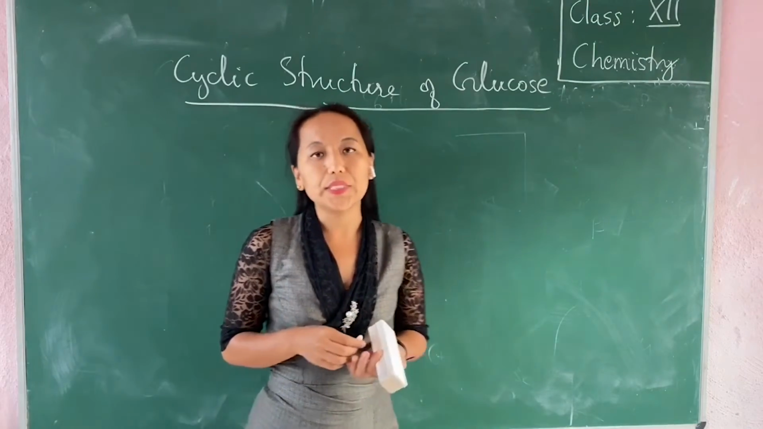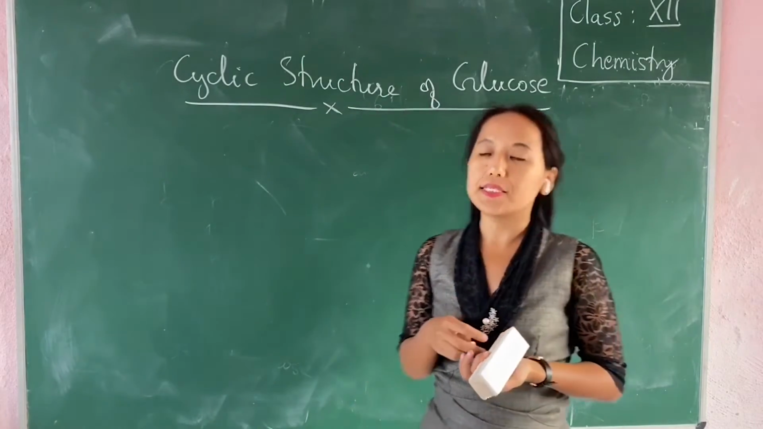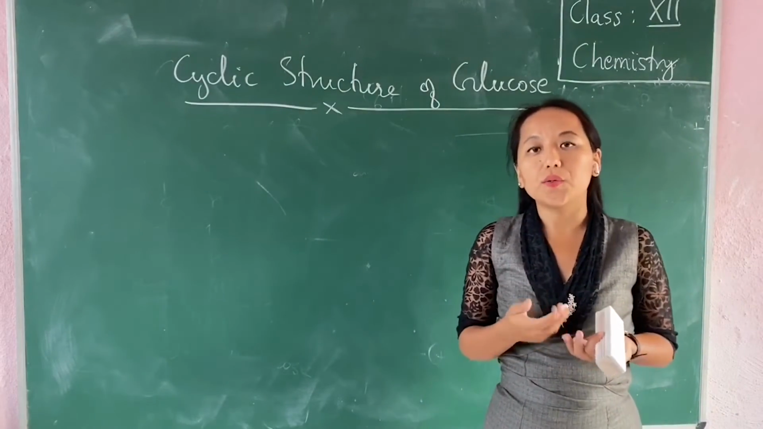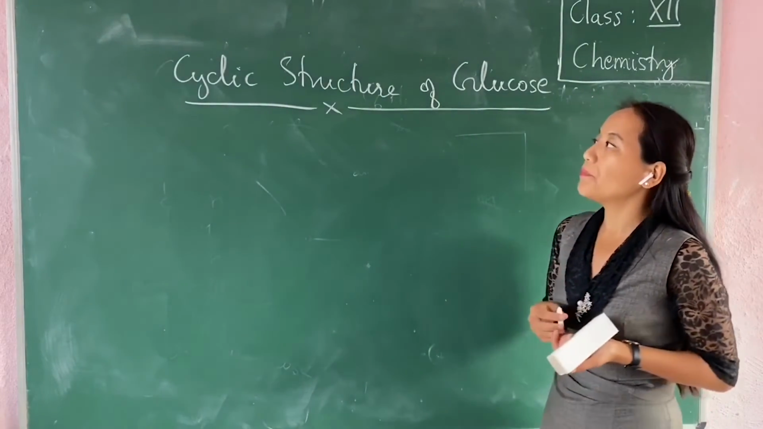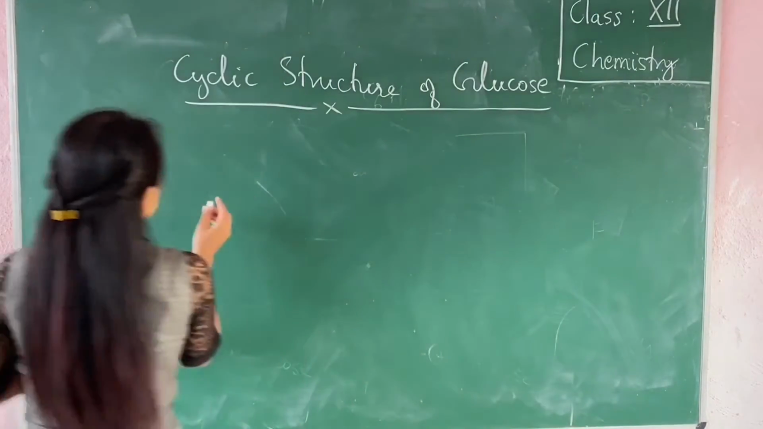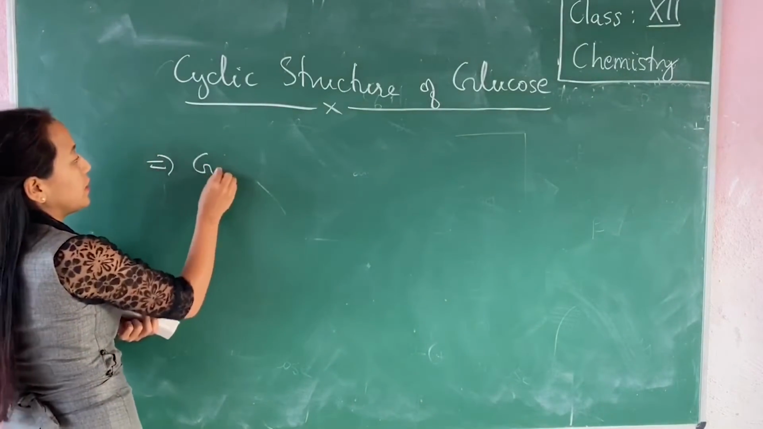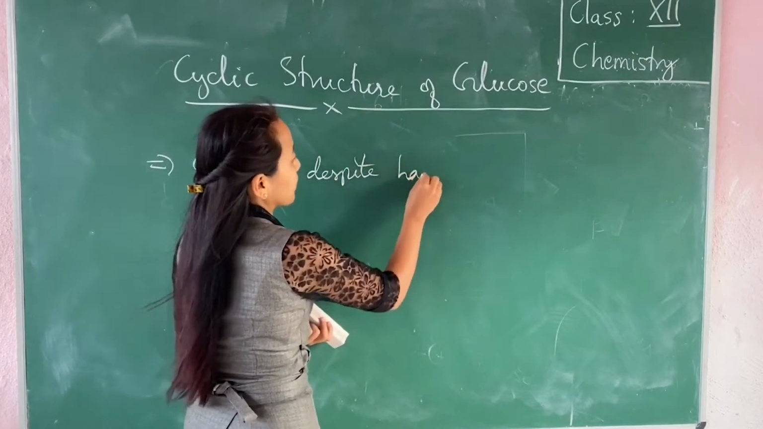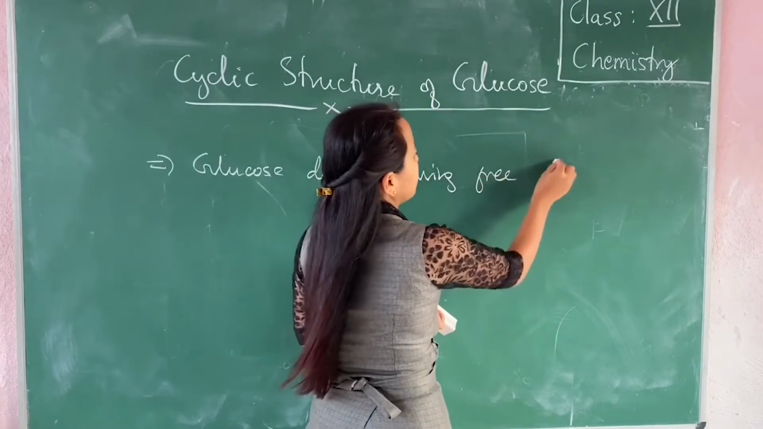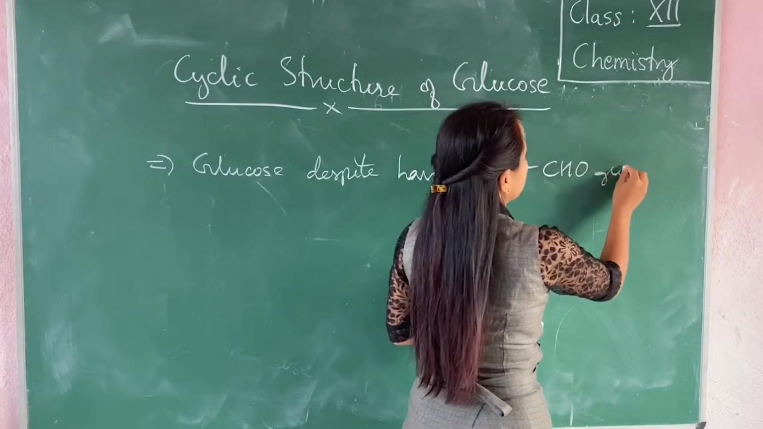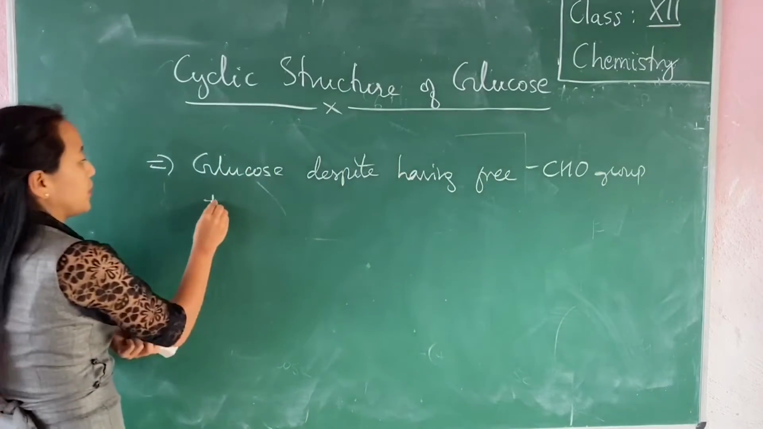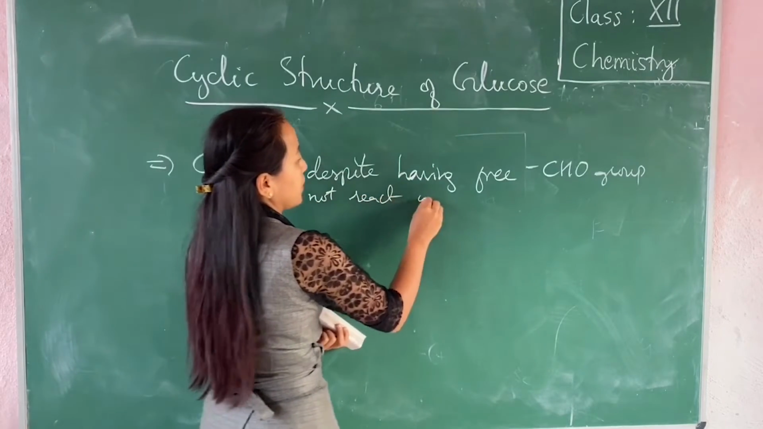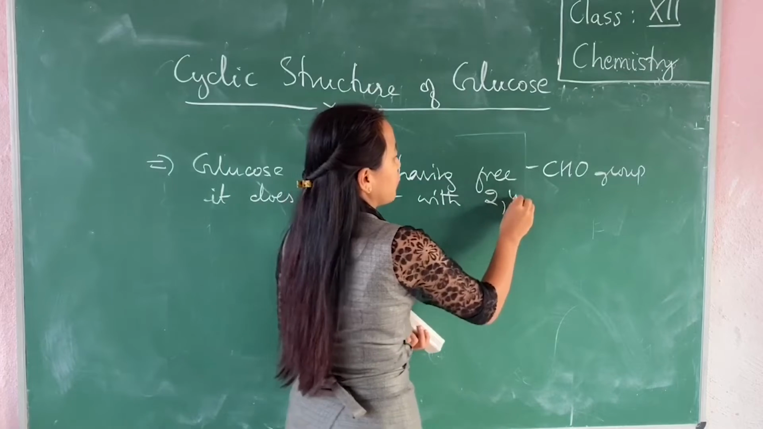Okay, now that we are done with the open structure of glucose, let us discuss the cyclic structure of glucose. What are the reasons that we came to know that glucose exists in cyclic form as well? The reason was that the open structure of glucose, despite having a free aldehyde group, does not react with 2,4-DNP reagent.